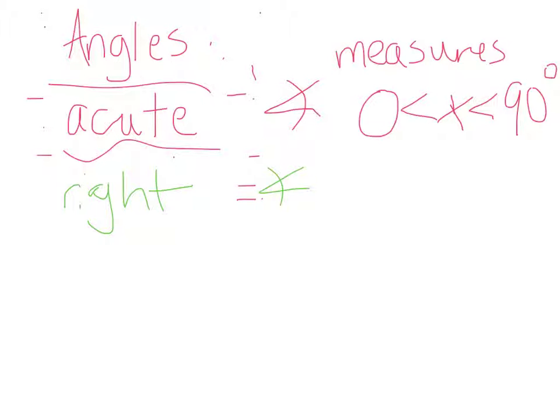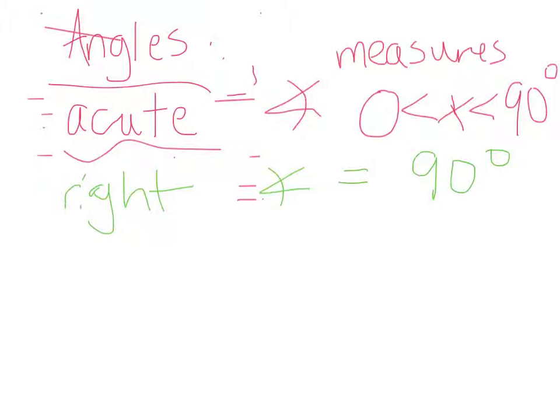Right angle. A right angle is an angle that is exactly 90 degrees. So it actually equals that. It's not less than or greater than. It equals 90 degrees. What kind of lines make a right angle? Perpendicular. Yeah.